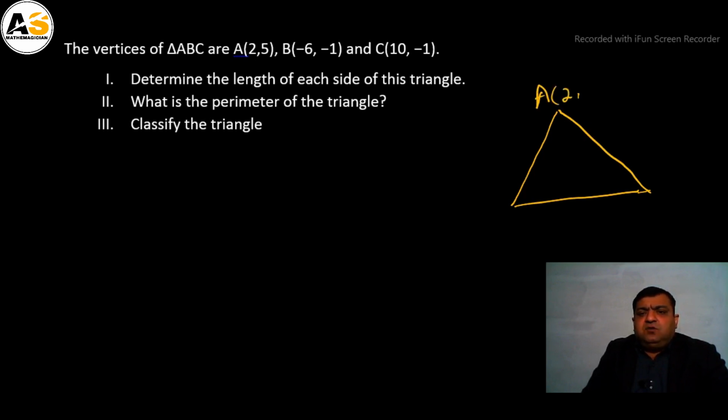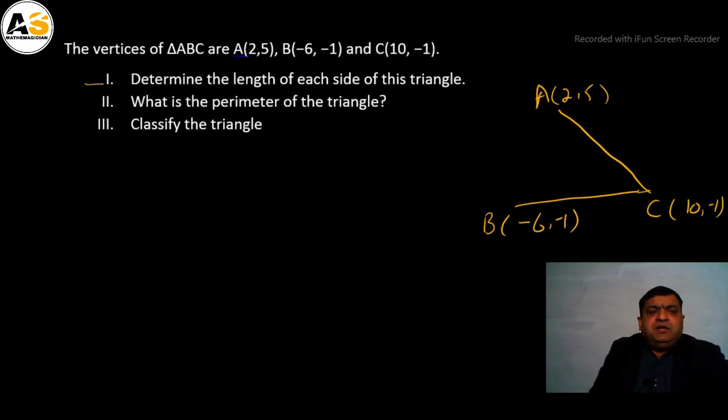This is A, (2, 5), this point. B is (minus 6, minus 1), this point. And C is (10, minus 1), this point. In the first part, we need to determine the length of each side of the triangle. AB distance is the length of side AB. This is AB.